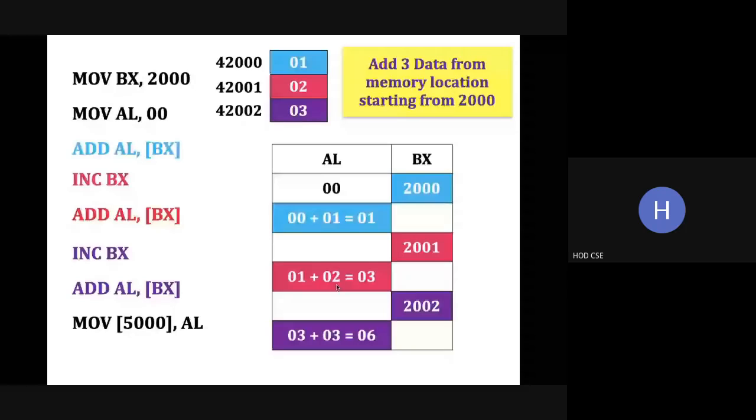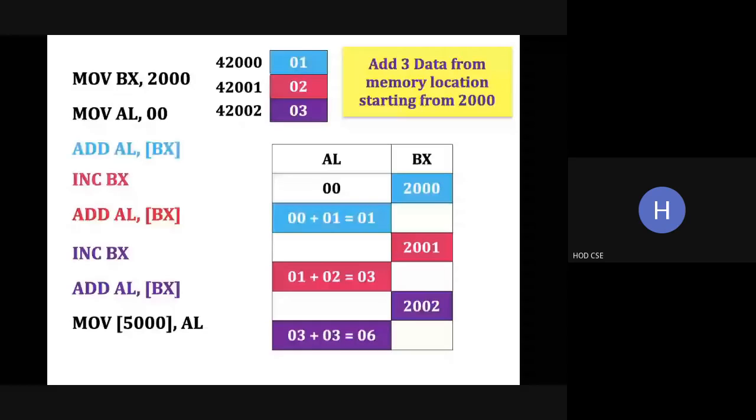Again, I'm incrementing the BX register, so BX becomes 2002, and add AL, BX. 03 is the previous answer available in the AL register. That is added with the data in the memory, so we get 06. That's all. For 3 data, this is okay, and these lines of the program are over.